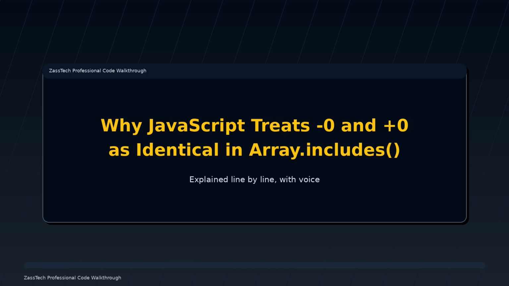Here's a trap that has tripped up seasoned developers. JavaScript considers -0 and +0 identical in array lookups, even though they're technically different numbers. Why? And how can you tell them apart?